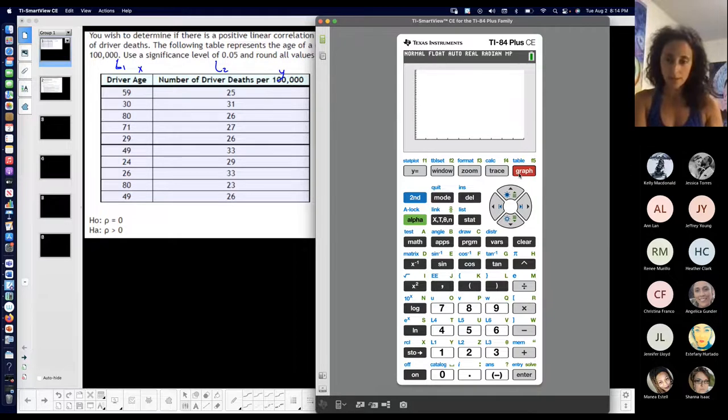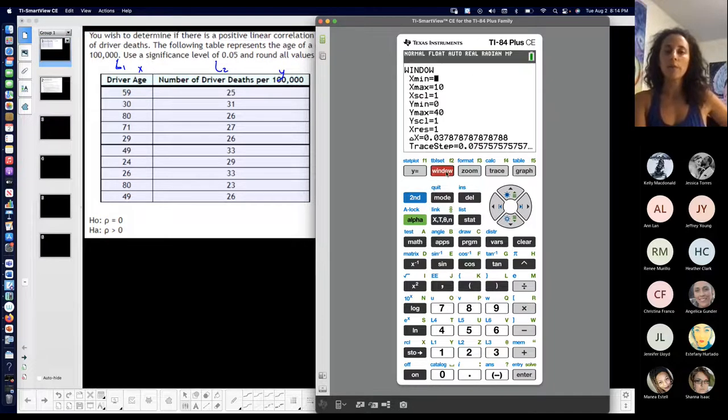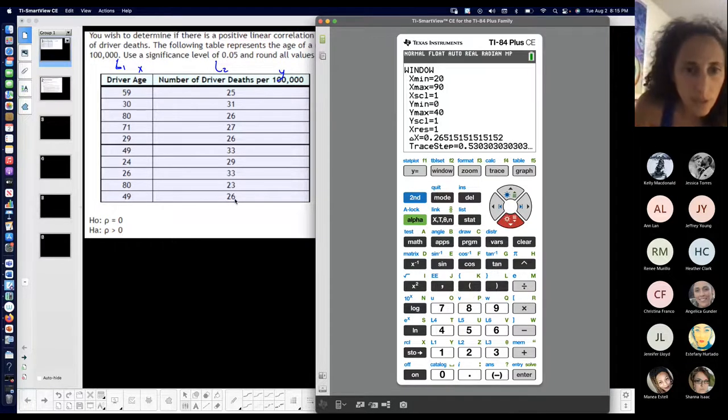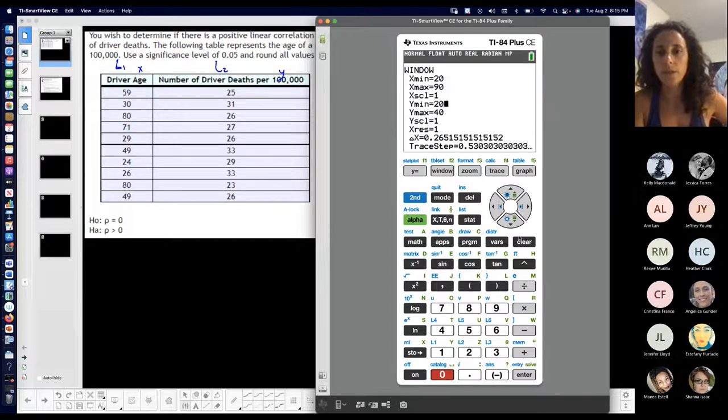And the reason is, and I showed you guys this before, this part is not necessarily required. I'm just showing you what the graph looks like. When I go to my window, my X min and my X max should match this. The minimum value here is what? 24, and the maximum value here is 80. So I'm going to make my X min 20 and my X max like 90. I like to go a little beyond what is here. And then my Y's, what is the smallest Y? 20 something. The biggest Y is 30 something. So I'm just going to do 20 to 40.